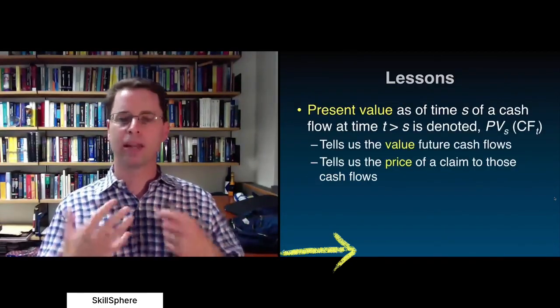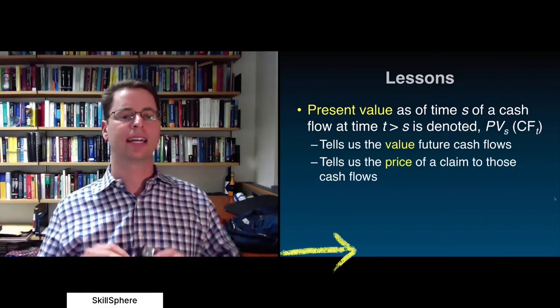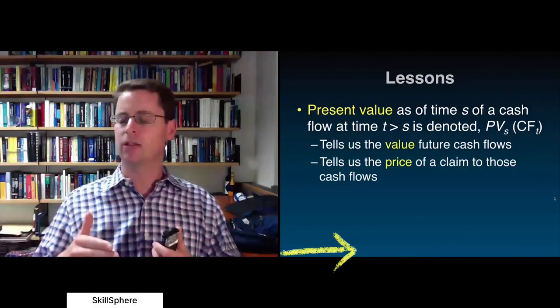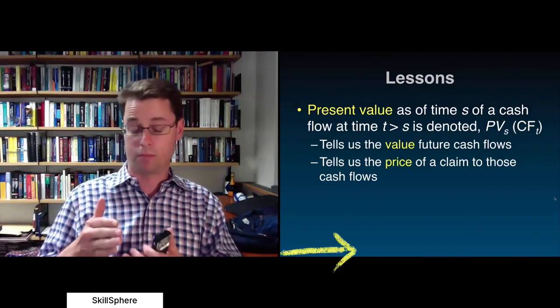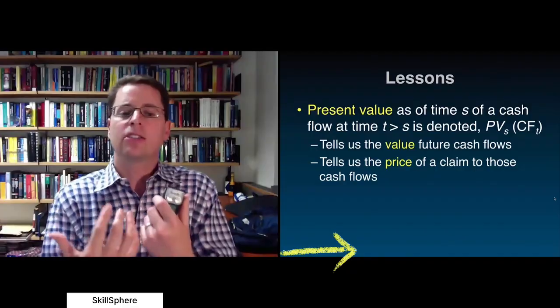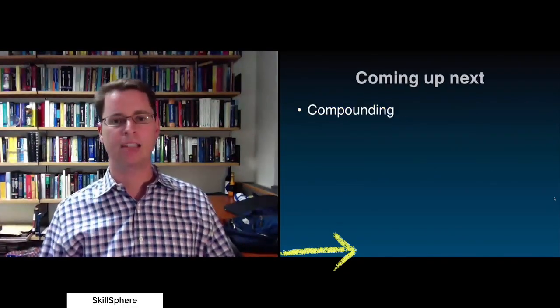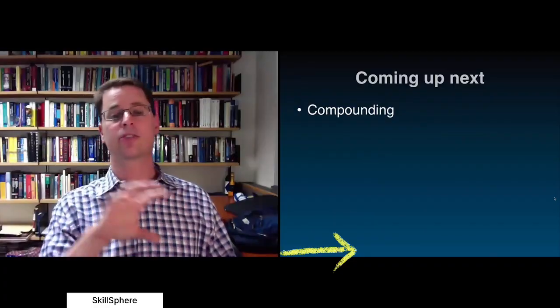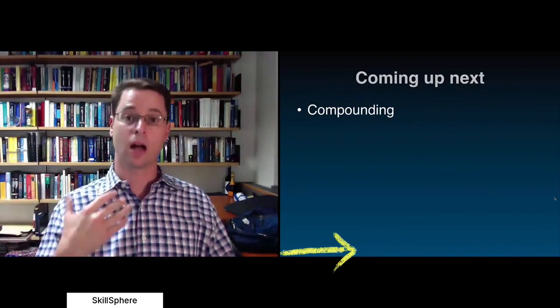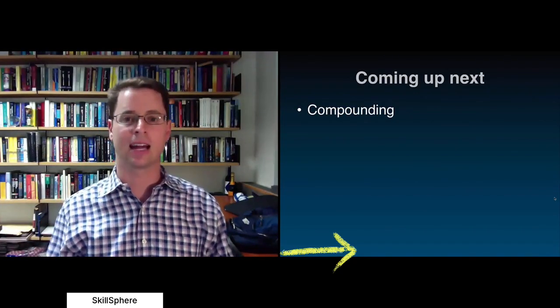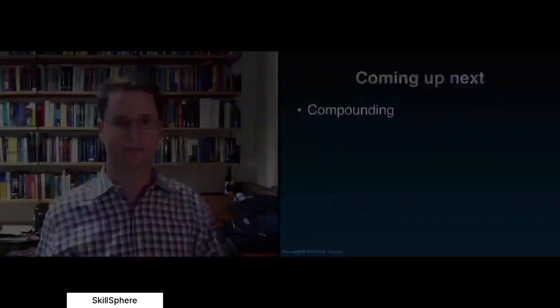And we learned about the present value of a cash flow. It tells us the value of future cash flow as of some earlier time period. It also tells us the price of a claim to those cash flows. And what's coming up next, we're going to go in the other direction, moving cash flows forward, in other words, compounding. Thanks for listening, and I look forward to seeing you in the next lecture.